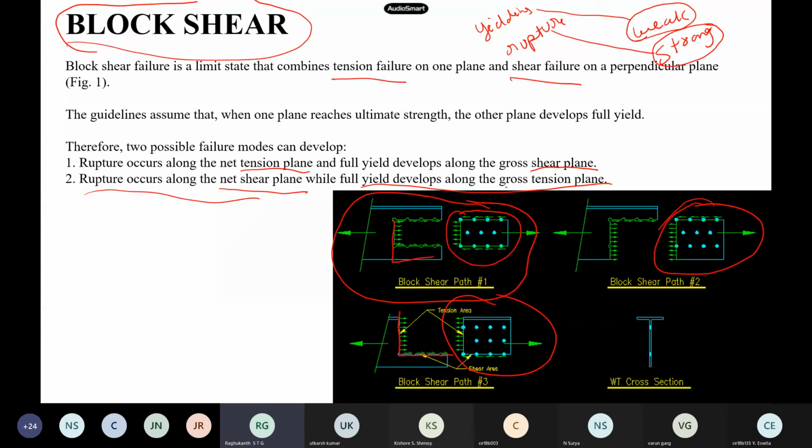Here also you have to visualize which shear path. You have to visualize all the paths, and then calculate for all the paths, and whichever is the lowest, that is the design strength of your tension member or that connection itself. As I already told you, it is very straightforward. In block shear you only have to find out two areas.